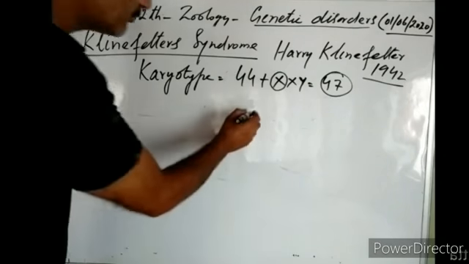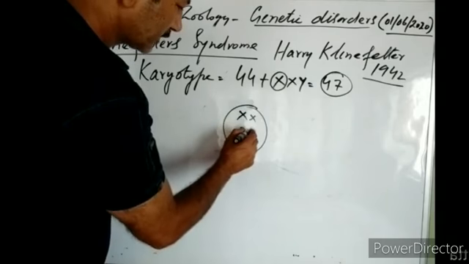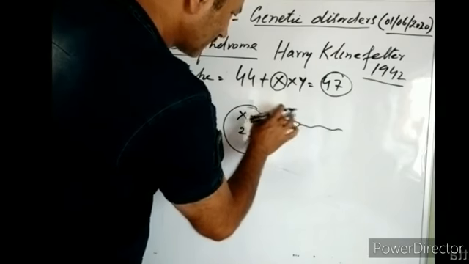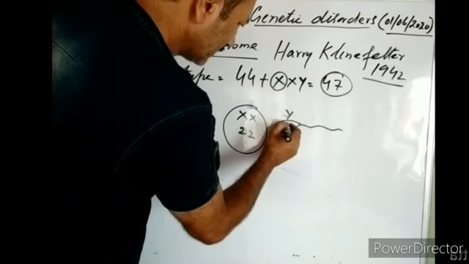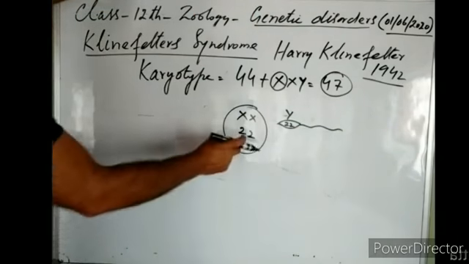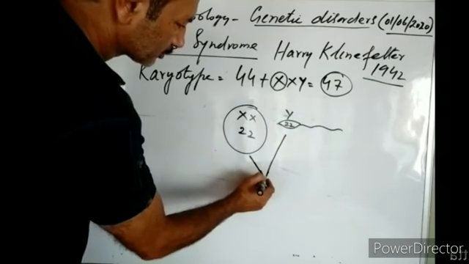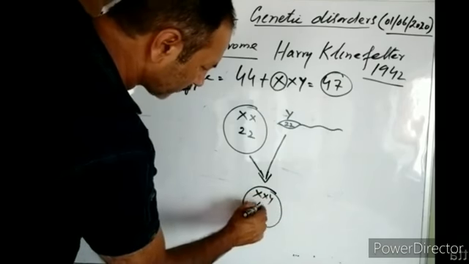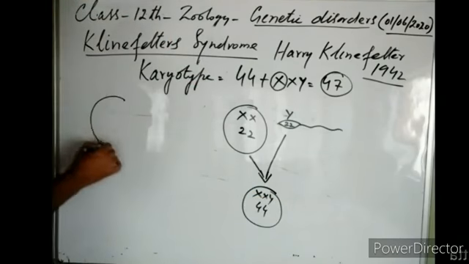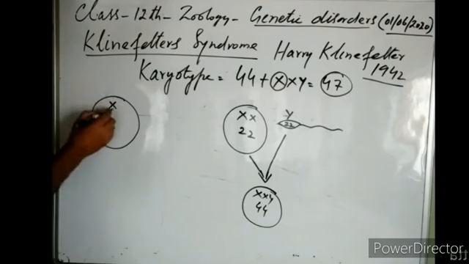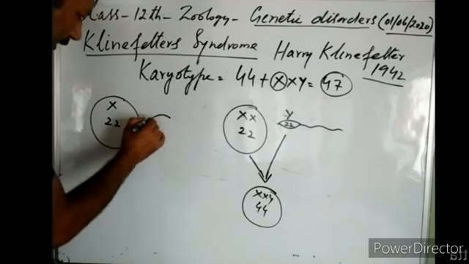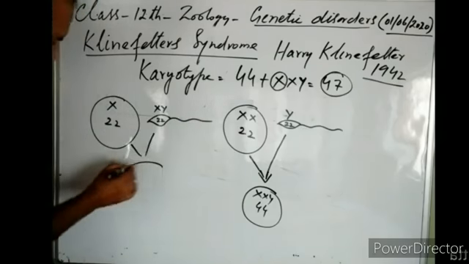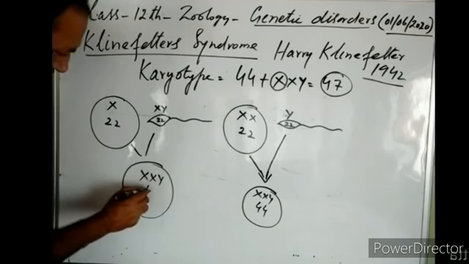Again, there may be an ovum which has two X chromosomes and 22 autosomes. If this abnormal ovum fuses with the normal androsperm, with a Y chromosome and 22 autosomes, it will give rise to XXY plus 44. Or it may arise from a normal ovum with sex chromosome X and 22 autosomes, and a sperm which is abnormal, having both sex chromosomes XY and 22 autosomes. If they fuse together, they will form a zygote with XXY and 44 autosomes.